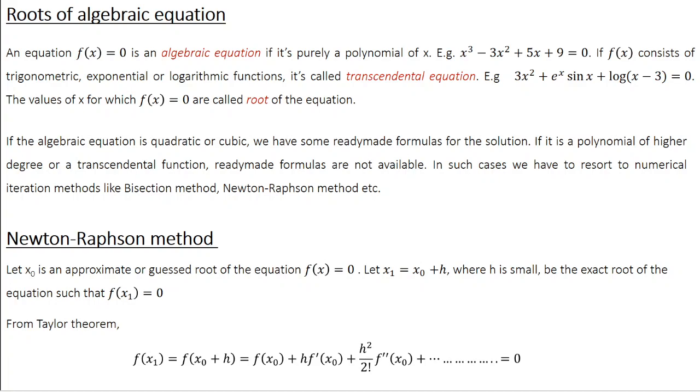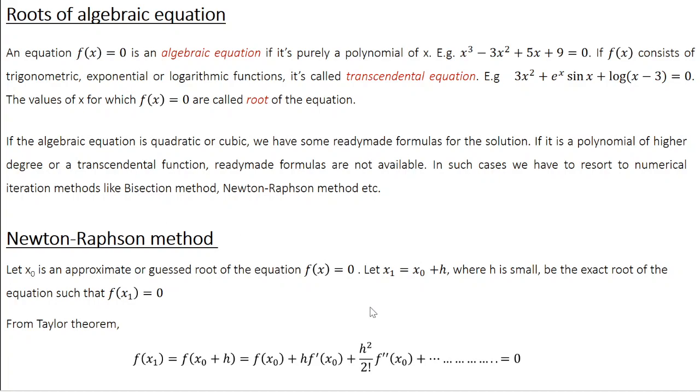So we have this kind of a luxury only in the case of quadratic or cubic function, but if you have a polynomial function of higher degree or a transcendental function, then this kind of a ready-made solution is not available. In such cases, we will have to resort to a numerical iteration method like bisection method or Newton-Raphson method to find the solution. So in today's class, let's discuss about Newton-Raphson method, which is used for numerically arriving at the solution of an algebraic equation.